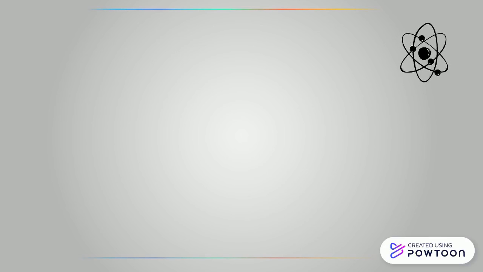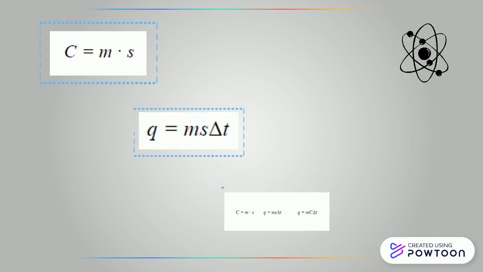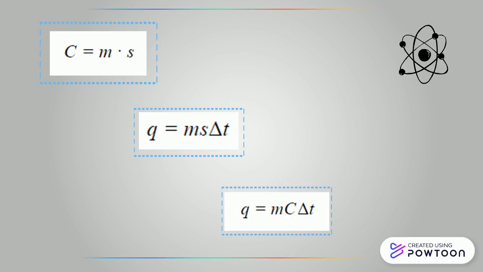Specific heat is an experimentally determined value, but you can calculate the heat capacity by multiplying the mass of the substance by its specific heat. You can find the amount of heat transfer by doing Q equals m s delta T, or Q equals C delta T, where delta T is the change in temperature.